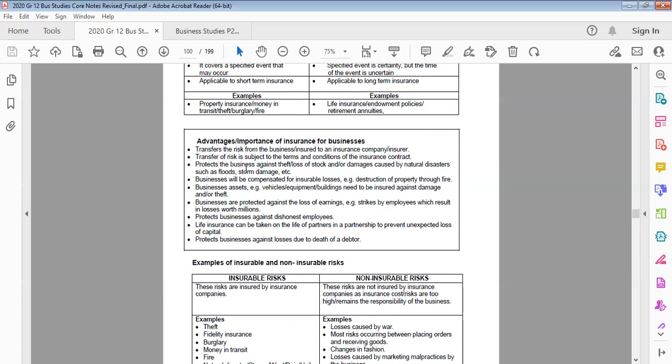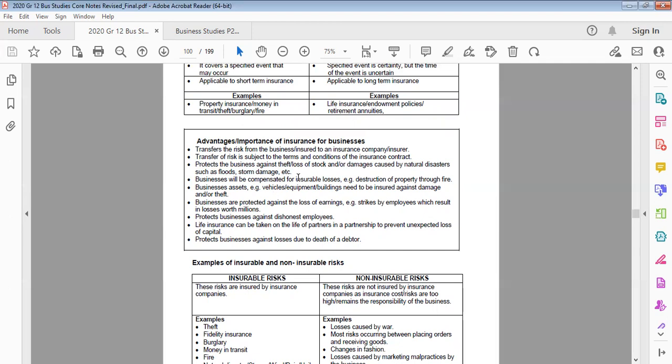Okay, it protects the business against theft, loss of stock, and damages caused by natural disasters. We know this, we know that it protects the business. In this case, I want you to be careful not to repeat yourself and to mention what you are talking about when you say protecting the business against what? Loss of stock, damages. Okay. Very important that you mention examples there.